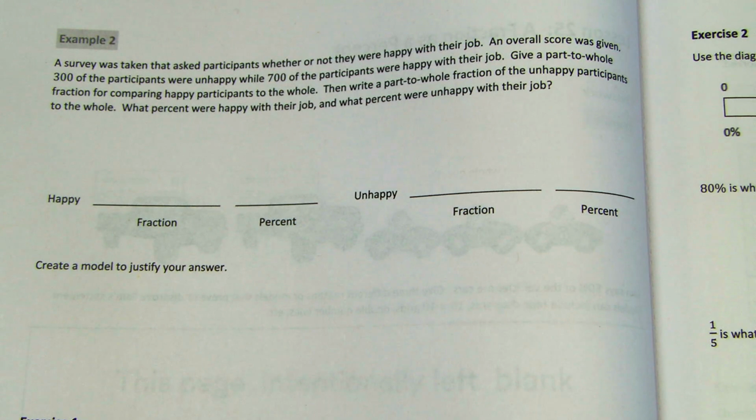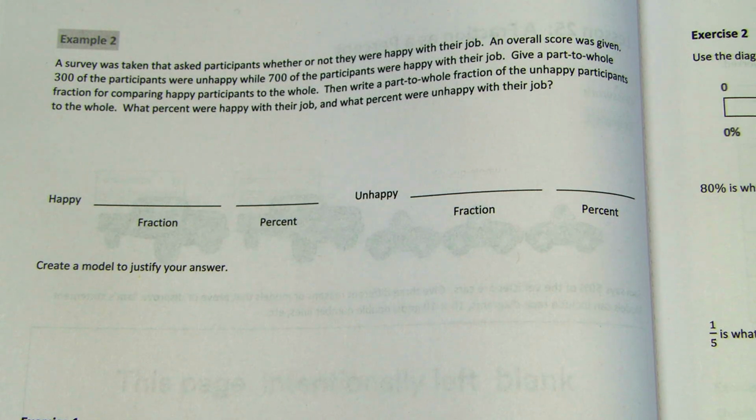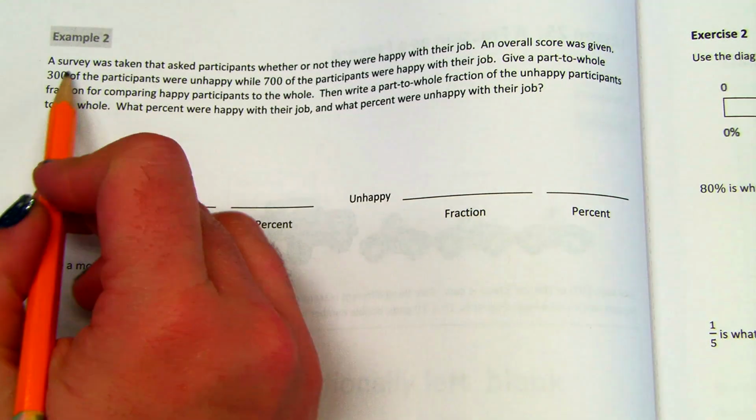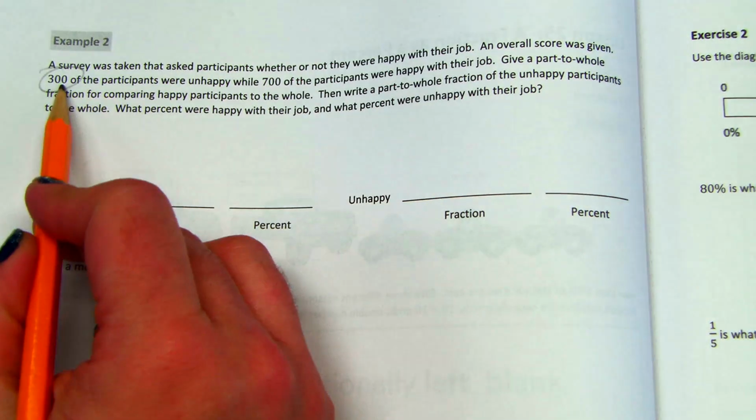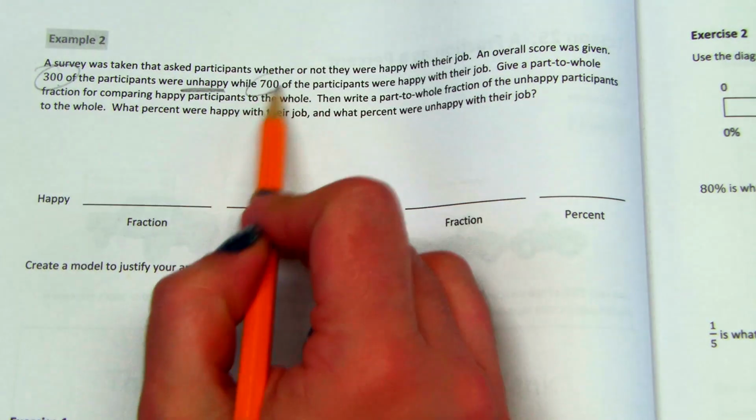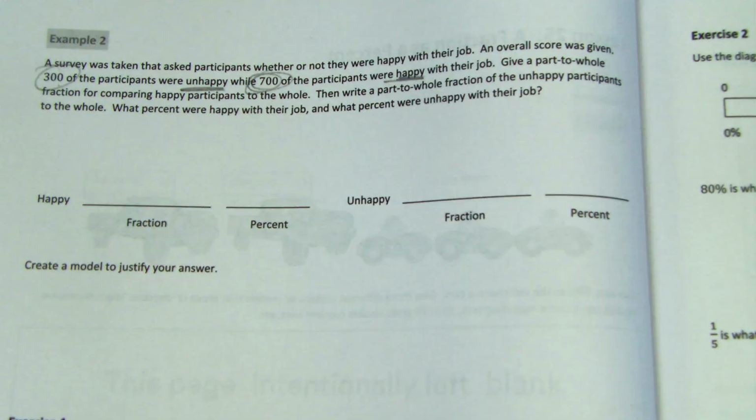job. An overall score was given. 300 of the participants were unhappy, while 700 of the participants were happy with their job. What did I just say? I read that and it didn't make sense to me, so I'm going to go back. 300 were unhappy, 700 were happy.